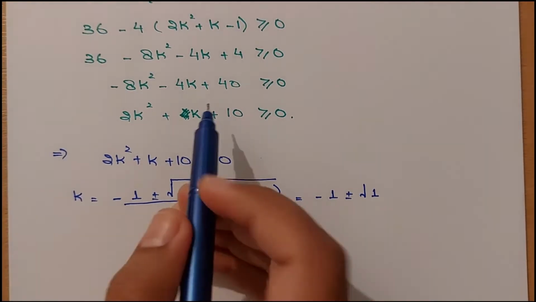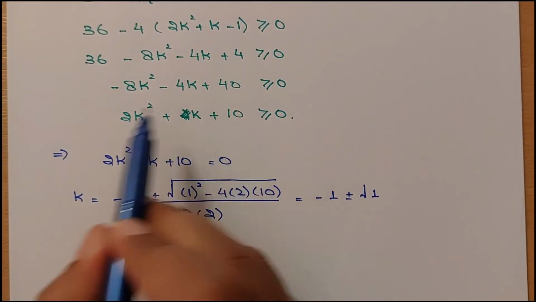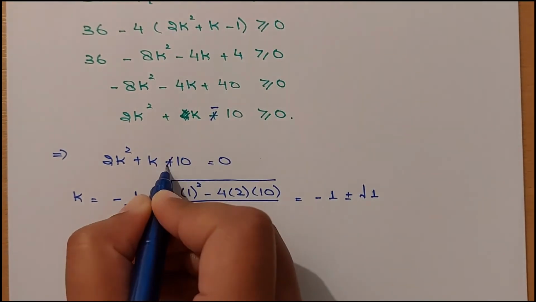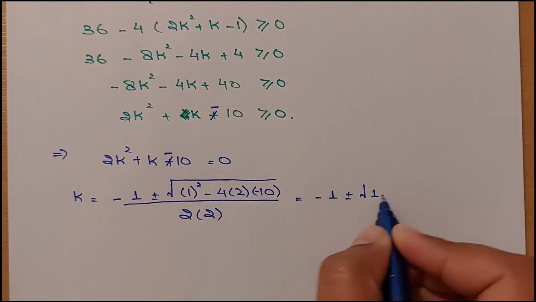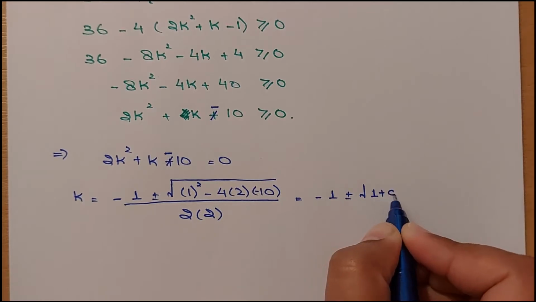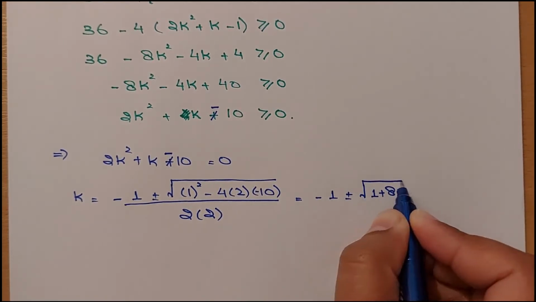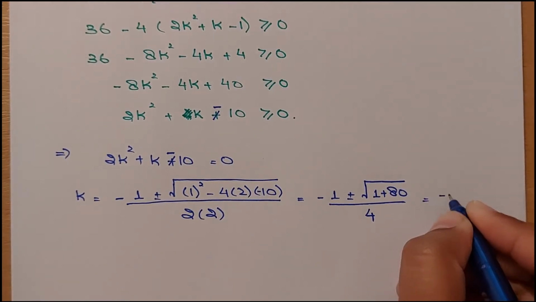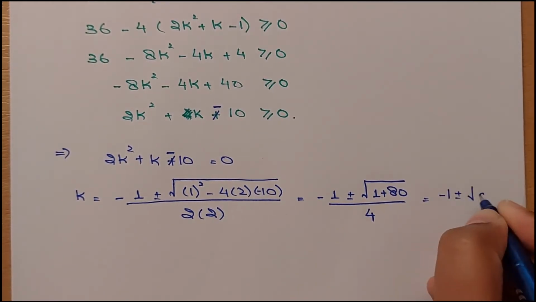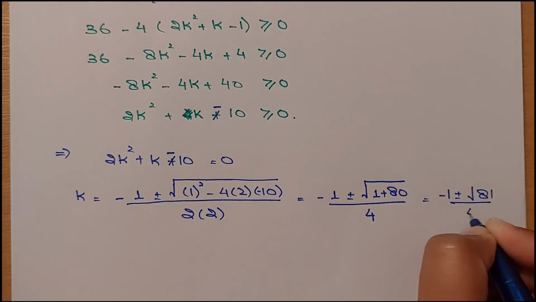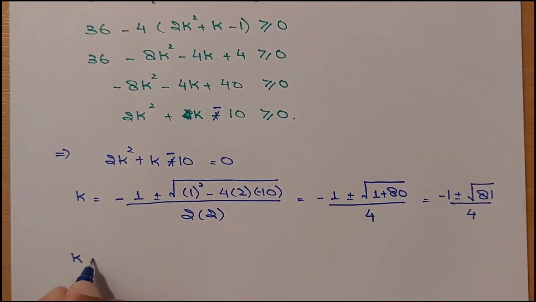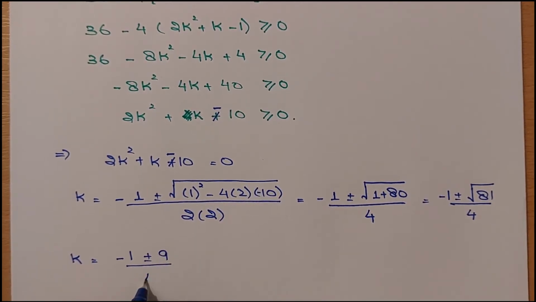Sorry, when we took the negative sign common, dividing by minus 4, we will get minus 10 here. So this is minus 10 and minus 10. This is positive 80, divided by 4. So this is equal to minus 1 plus or minus the square root of 81 divided by 4, and the square root of 81 is 9, right? So the k value we can say is minus 1 plus or minus 9 divided by 4.